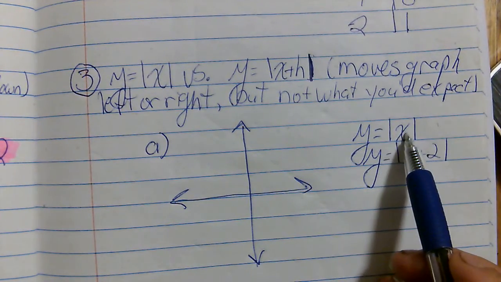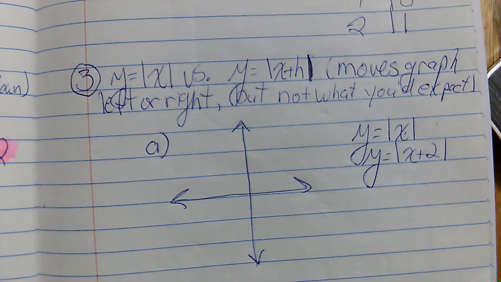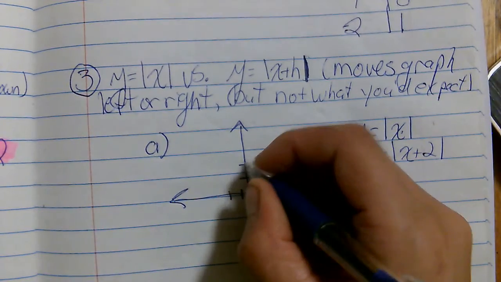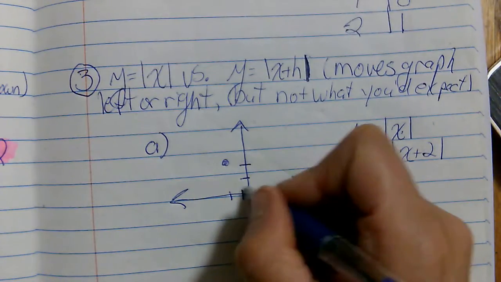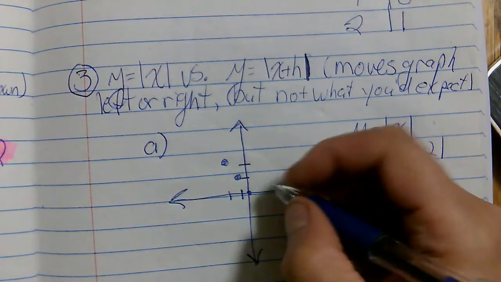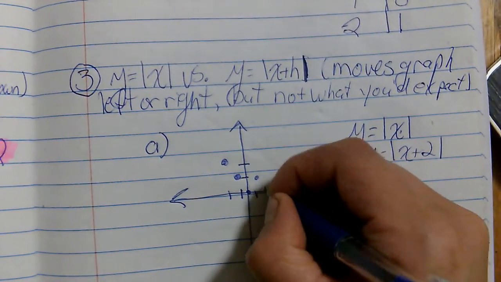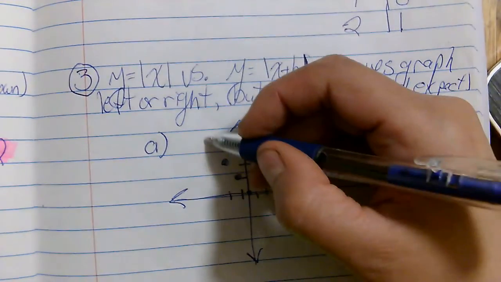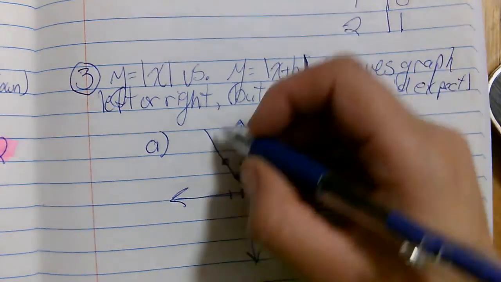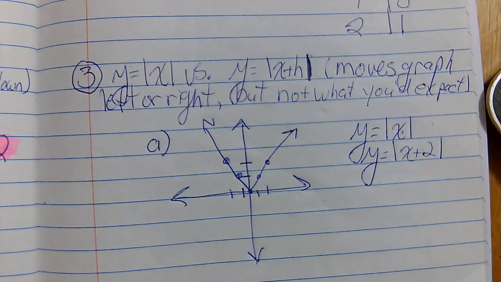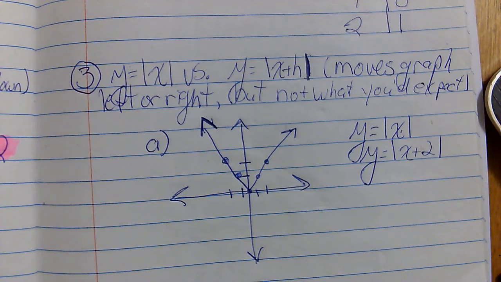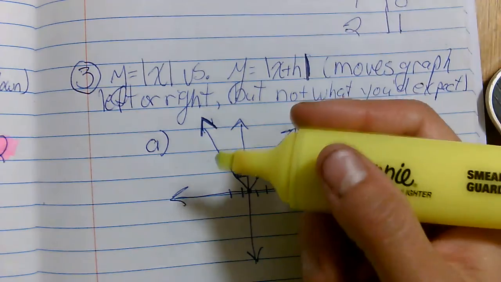So we're going to go ahead and plot this one first. We already know the coordinates for these. It's going to be -2, 2; -1, 1; 0, 0; 1, 1; and 2, 2. And connect those with your V. And use your highlighter here.